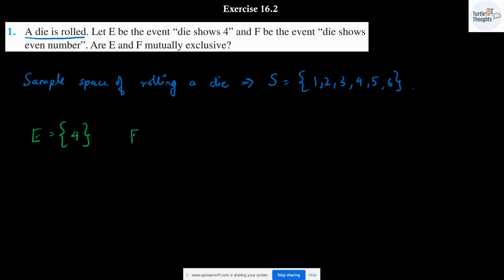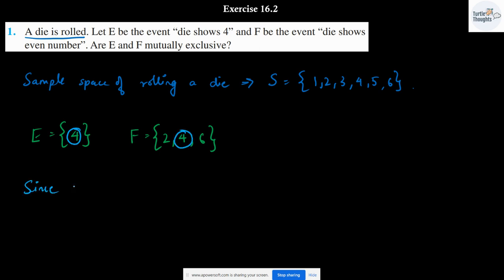F is another event such that the die shows an even number, so 2, 4, and 6. Right? Now, we have the sample space 1, 2, 3, 4, 5, and 6. We have event E and event F. E is 4 and F is 2, 4, and 6. The question is, are E and F mutually exclusive? The answer is no, because the elements are repeated.